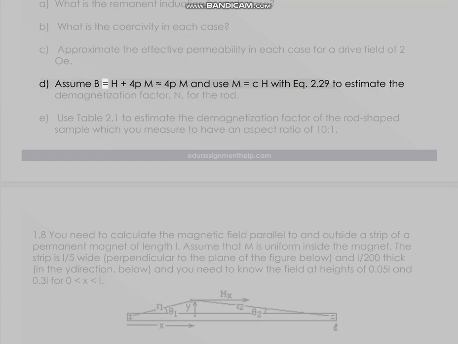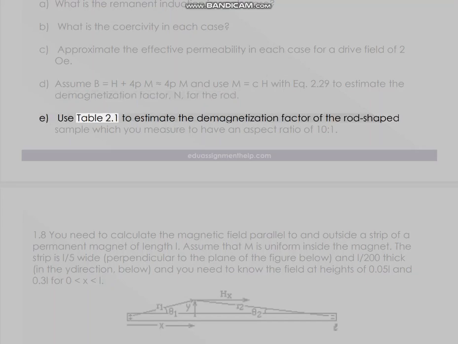D. Assume B equals H plus 4πM is almost equal to 4πM, and use M equals χH with Eq. 2.29 to estimate the demagnetization factor, N, for the rod. E. Use Table 2.1 to estimate the demagnetization factor of the rod-shaped sample which you measure to have an aspect ratio of 10:1.